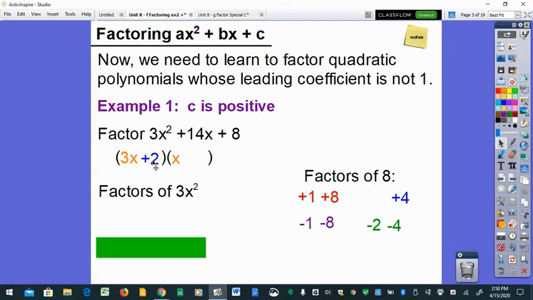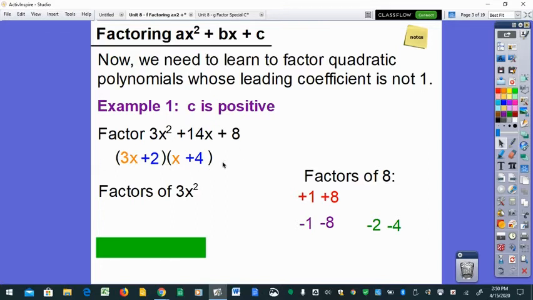So if we have the +2 combined with the 3x and the +4 combined with the x, will we get the +14? I'm going to check the O. 3x times 4 is 12x. The I is 2x, and sure enough, 12x plus 2x is 14x, and I think I have the winner.